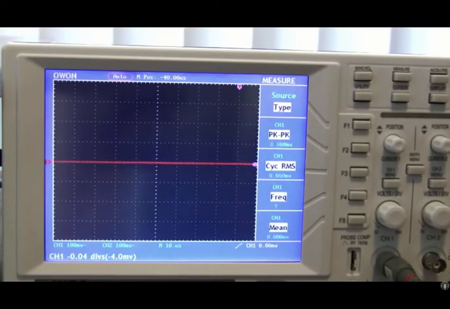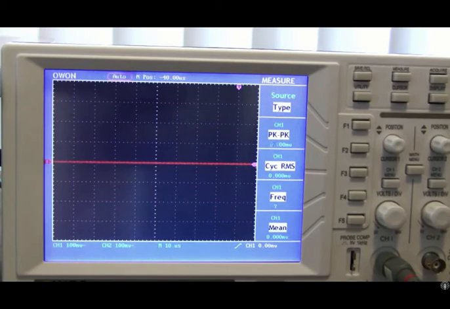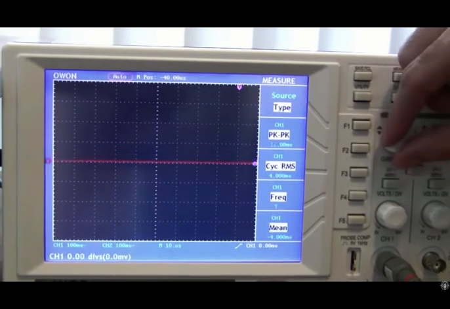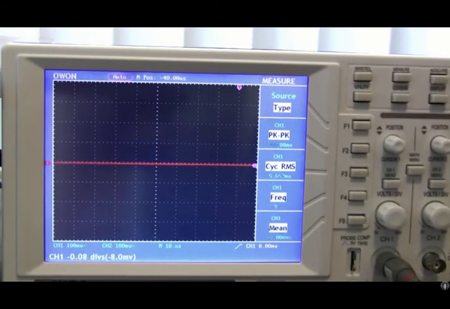Now remember the final type of coupling I talked about? Ground coupling? That basically just means that you aren't measuring anything at all. You're just measuring ground. In other words, it's kind of a useless setting, and the only time you ever use it is when you want to reposition your waveform to represent 0 volts right in the middle of the screen.